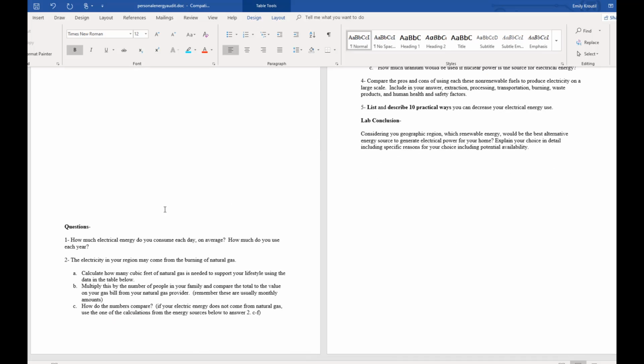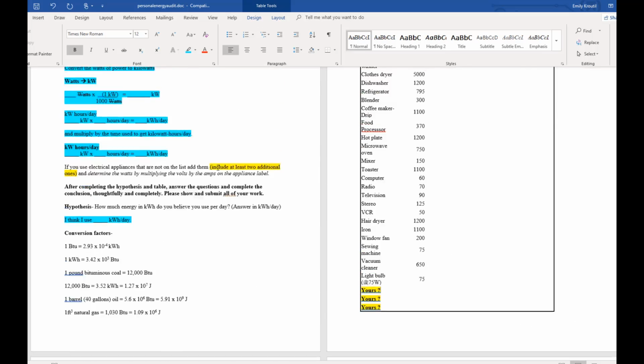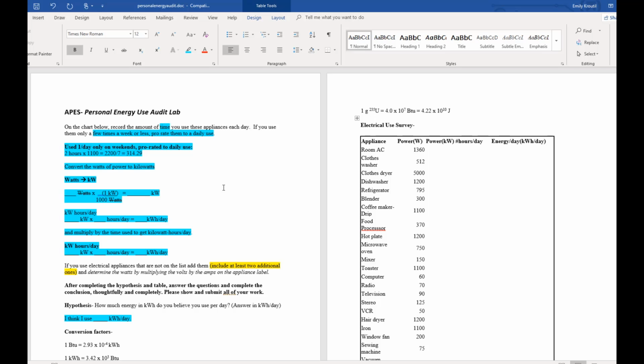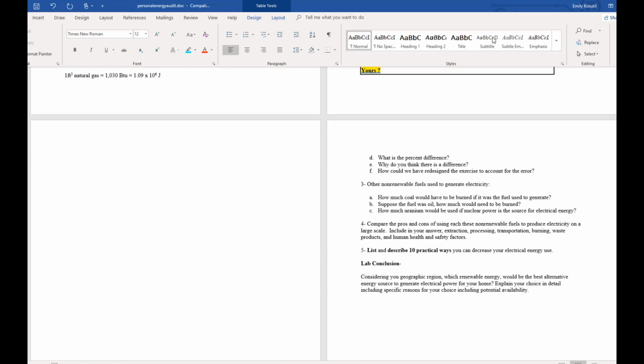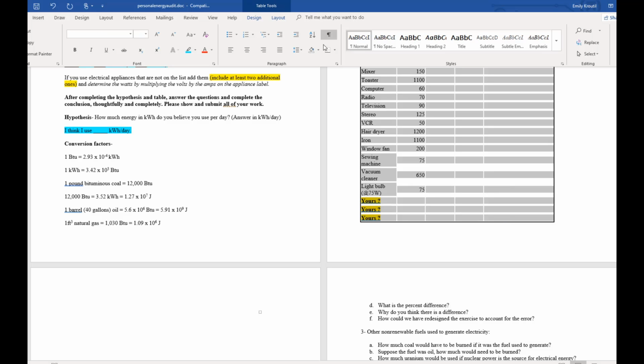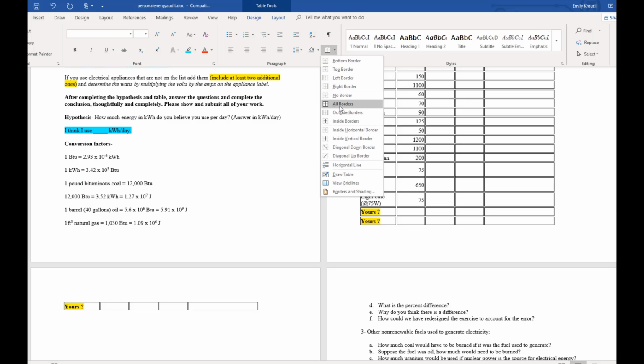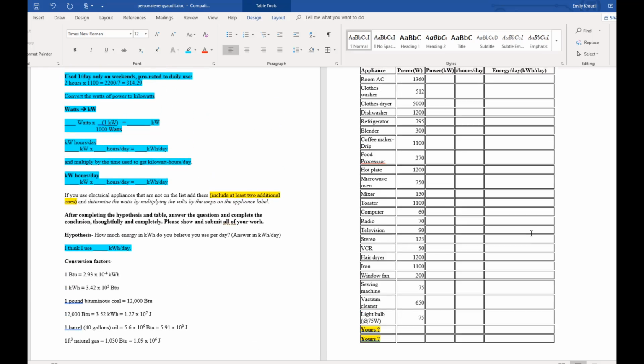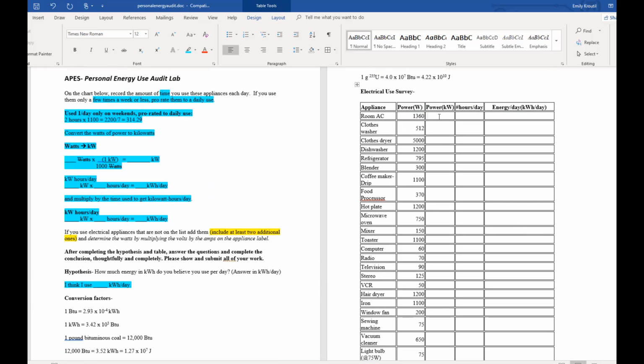So then you're going to answer these questions. This one does not require a lab report, okay? So you do have to use this information for each section. And let me see if I can add the lines on the data table, because I think that makes it easier personally to see. There you go. And then you can add your power.